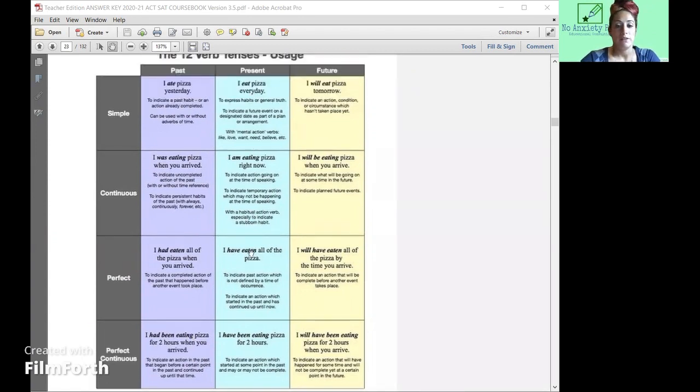Okay. Our present perfect tense. This is when we're talking about an event where some of it's already happened, but it's still going on, right? So I have eaten all of the pizza. So basically that's sort of like if somebody asked, where's all the pizza? I just saw it. I have eaten all of it. Maybe they're finishing that last bite.